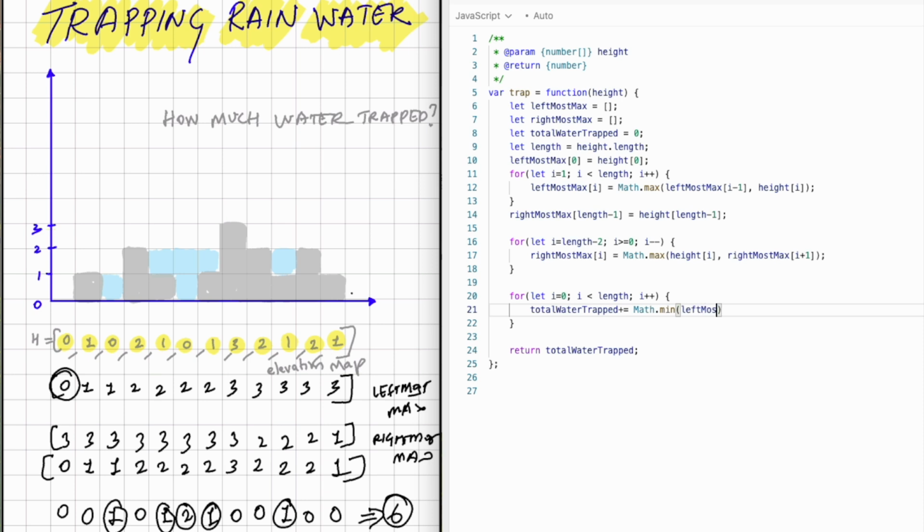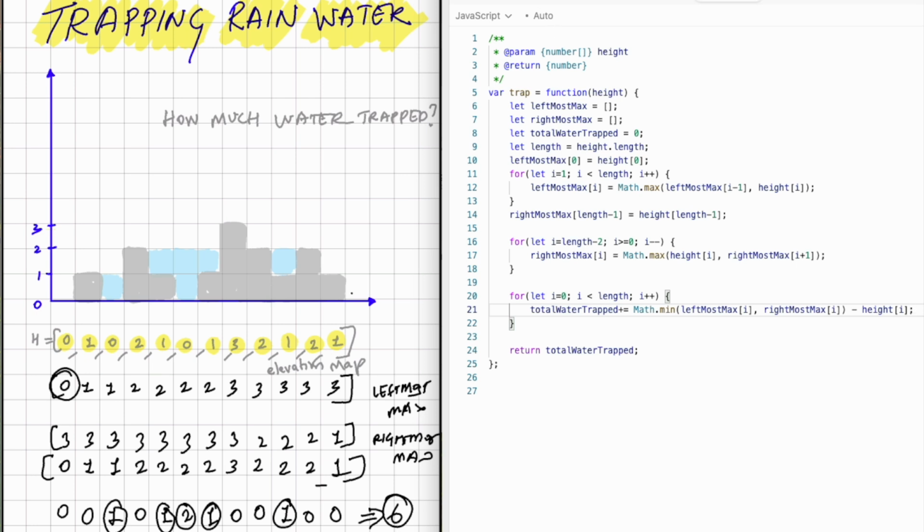So I will just say leftmost max of i and the rightmost max of i. From these two get the minimum, and from that just subtract height of i, which we did here. So we found the minimum between the two, and then we just subtracted the height and found the outcome, and then this outcome gets added, which gave us 6. And that's pretty much it in terms of the implementation approach that we take.